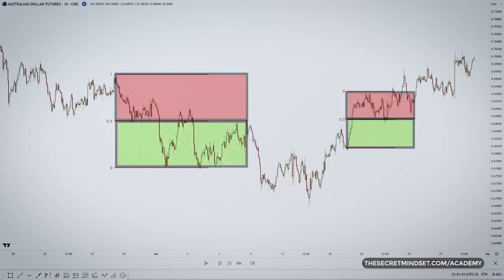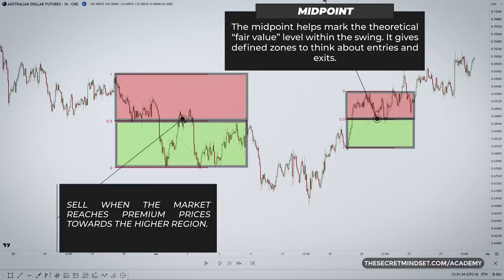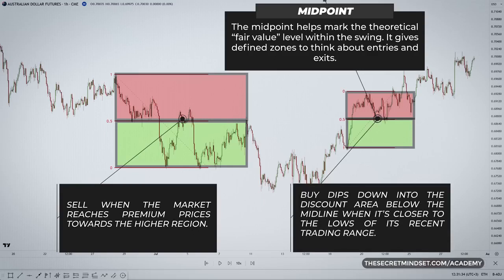The midpoint helps mark the theoretical fair value level within that swing, and it gives you defined zones to think about entries and exits. The strategy involves selling when the market reaches premium prices towards the higher region, and looking to buy dips down into the discount area below the midline, when it's closer to the lows of its recent trading range. So keeping trades aligned with this premium discount dynamic could help add an extra edge on top of pure trend following.